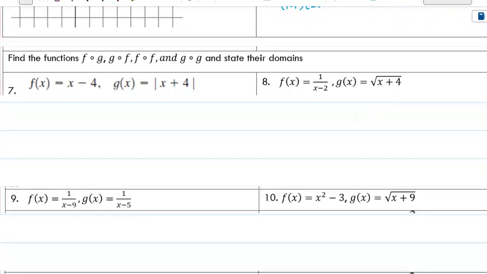Number 7. It says find f of g, g of f, f of f, g of g, and state their domains. Okay, let's go ahead and find f of g. f of g. I'm going to open up that input function right there. So you minus 4.